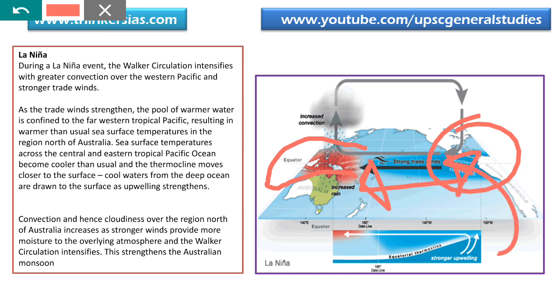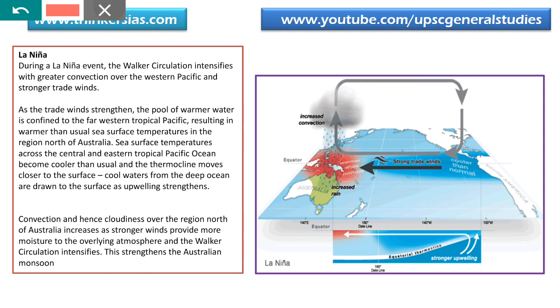Upwelling also strengthens here. This results in proliferation of fish on the coast of Peru and Chile, and a significant drop in price because of the higher supply from more harvest. Convection and hence cloudiness over the region north of Australia increases as the stronger winds provide more moisture to the overlying atmosphere, and water circulation intensifies. So this strengthens the Australian monsoon and, importantly, the monsoon in India.